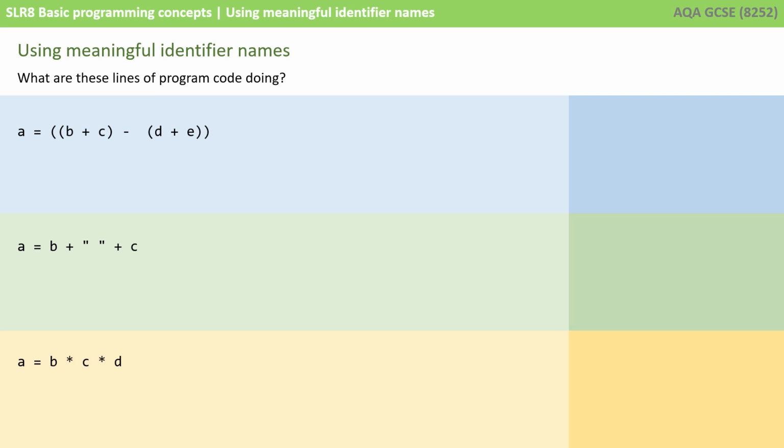Well, that may sound like an odd question at first. Like if we take the bottom one in yellow, you would say to me, well, of course I know what the program is doing. It's taking the contents of B, timesing it by C, and timesing that by D, and storing the result in A. And although you understand the mathematics behind the calculation, what is the purpose of the actual program? Well, the answer is you don't know, because the variable names aren't very descriptive.